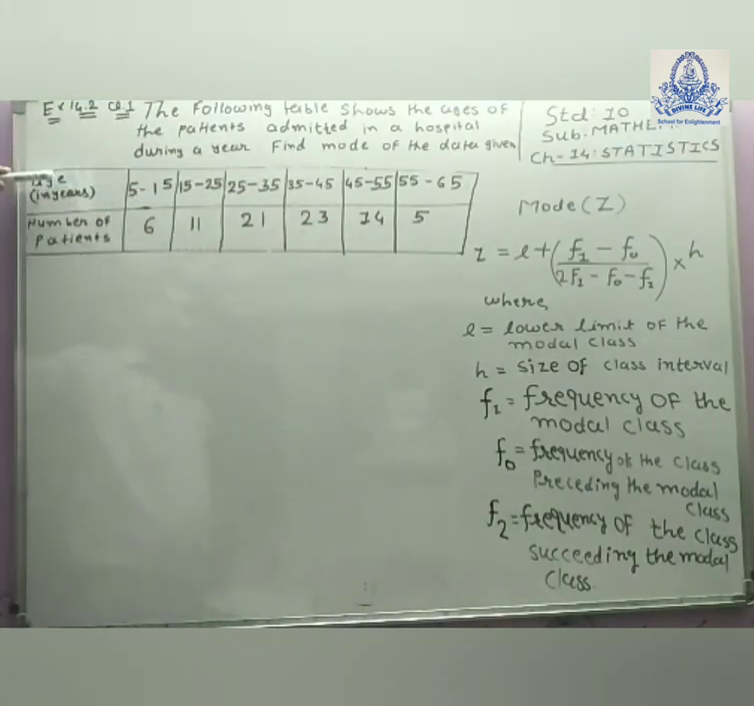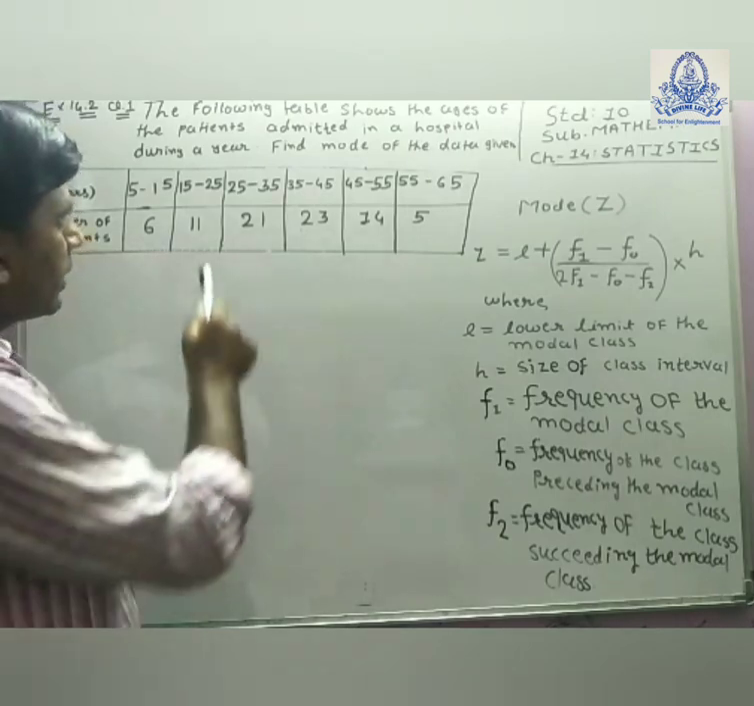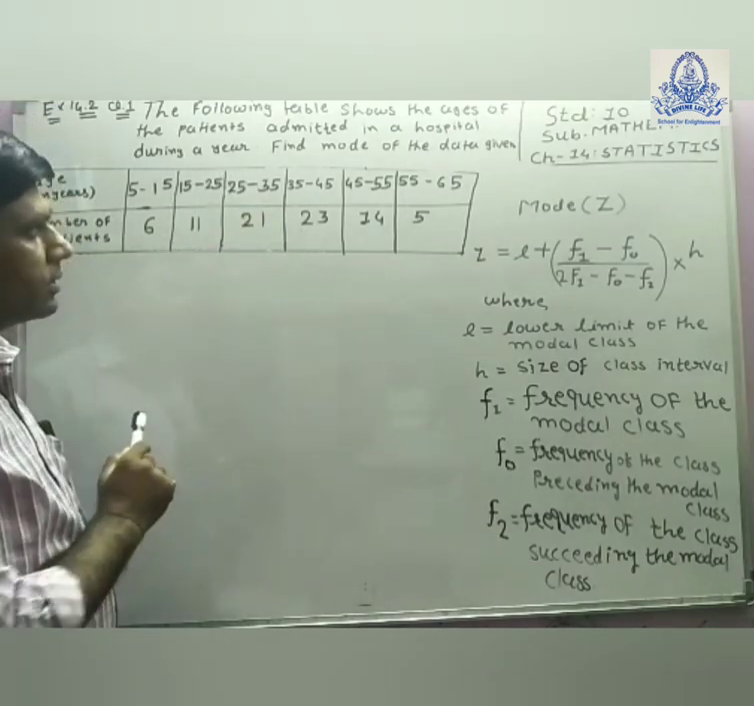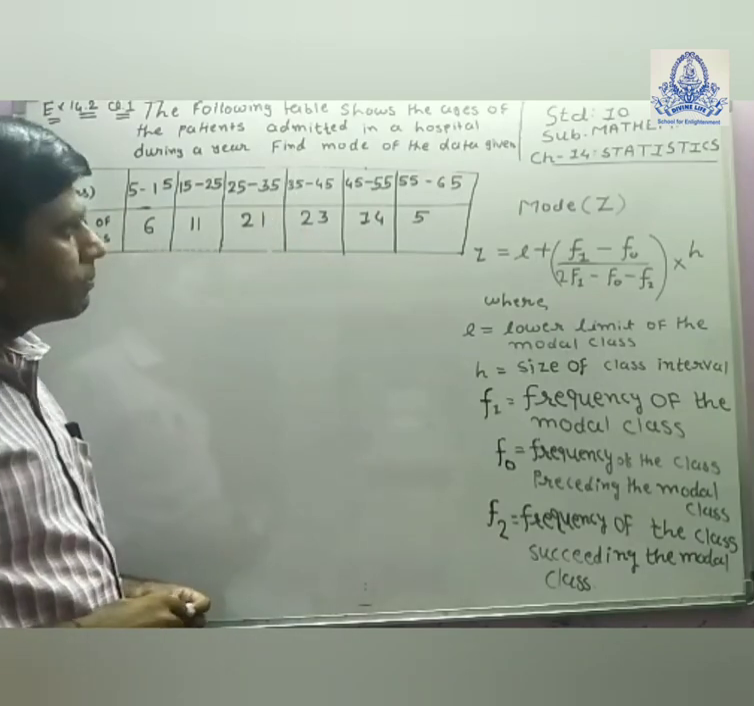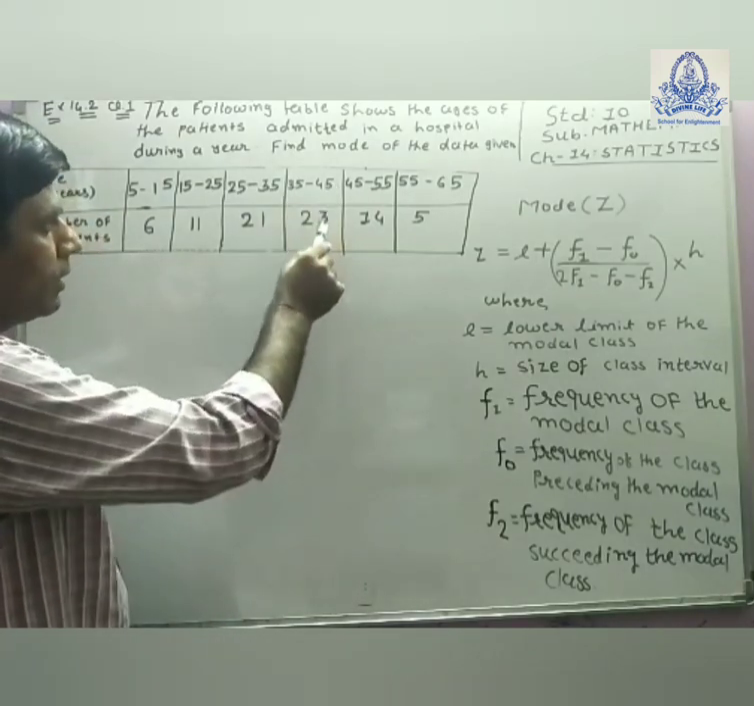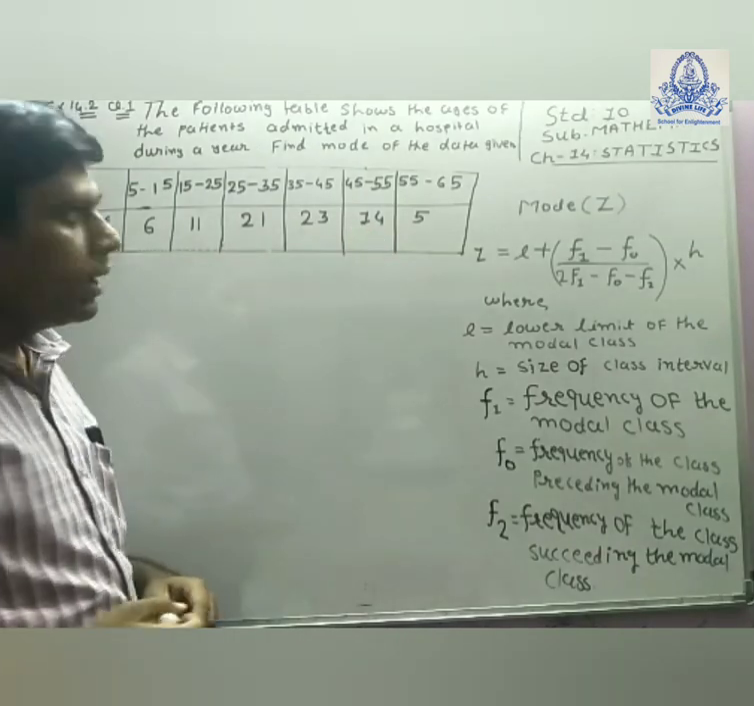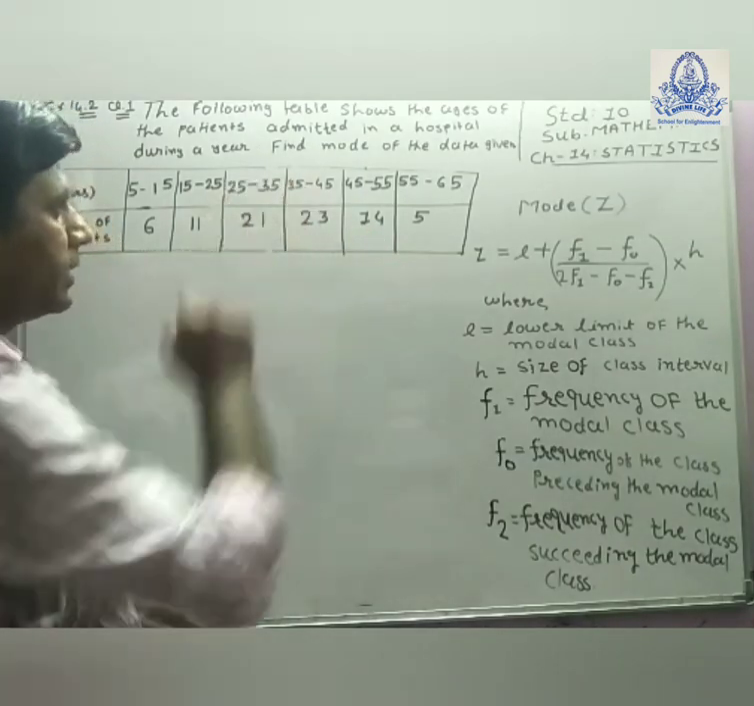In the first row, ages in years, and in the second row, the number of patients. That means the number of patients between the ages of 5 to 15 is 6. Between 15 to 25 it is 11. Between 25 to 35 years it is 21. Between 35 to 45 it is 23, and so on. And we have to find the mode of this data.